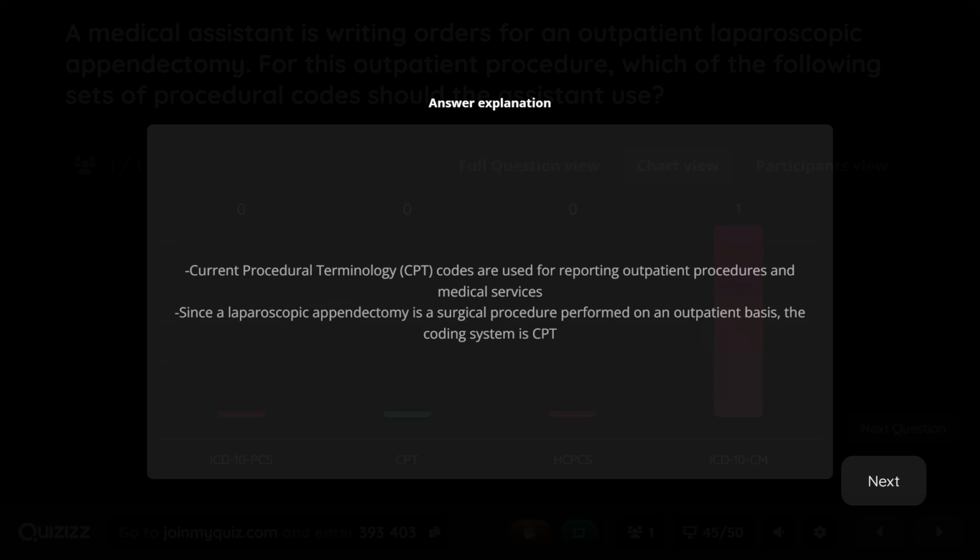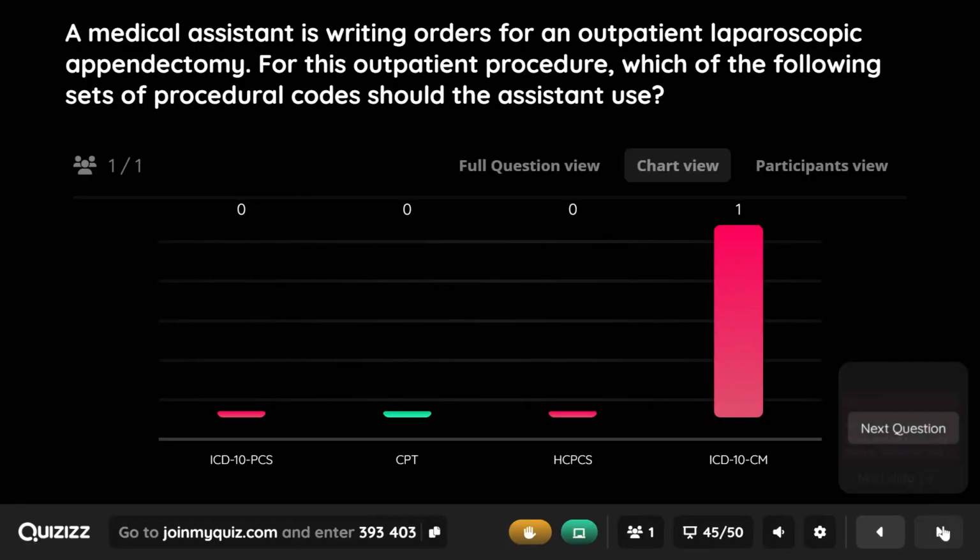So since a laparoscopic appendectomy is a surgical procedure performed on an outpatient basis, that code is going to be CPT, or procedural code. Good job, you guys.